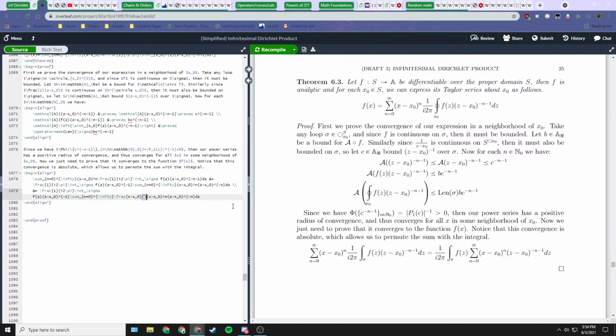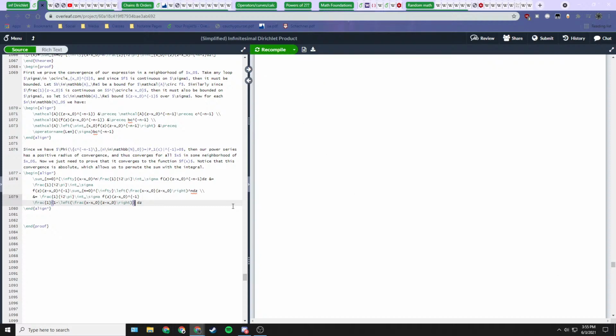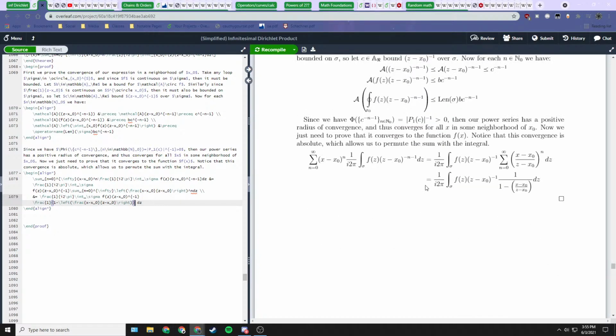x minus x0 divided by z minus x0 to the power of n. This summation, actually you can put this up in the top part if we would like. Okay, this infinite summation is just going to end up being 1 over 1 minus whatever we have here. Okay, nice. So that'll be that.